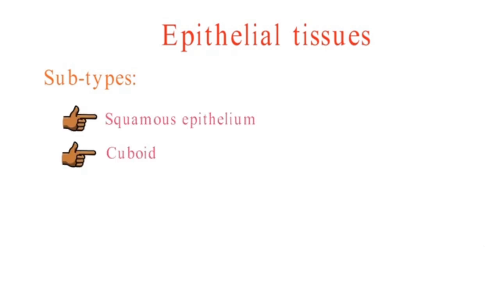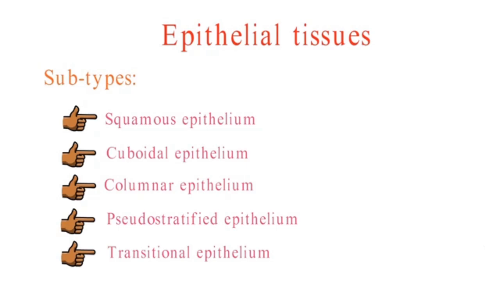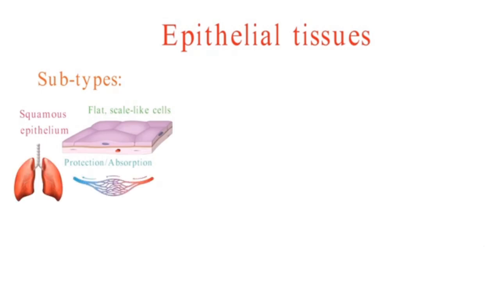There are also several subtypes of epithelial tissue, each with its own unique characteristics and functions. Some of the most common subtypes include squamous epithelium, cuboidal epithelium, columnar epithelium, pseudostratified epithelium, and transitional epithelium. The squamous epithelium is made up of flat, scale-like cells. It is found in areas where there is a need for protection or absorption, such as the lining of the lungs and the blood vessels.